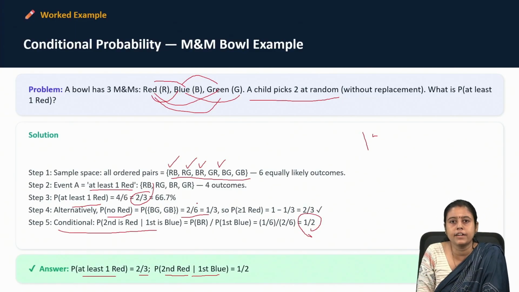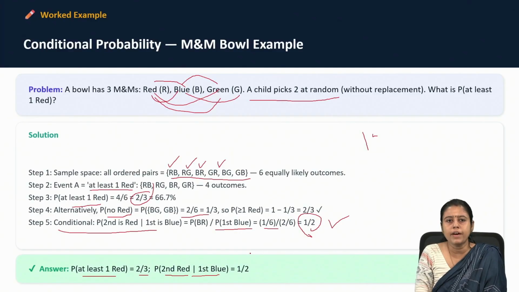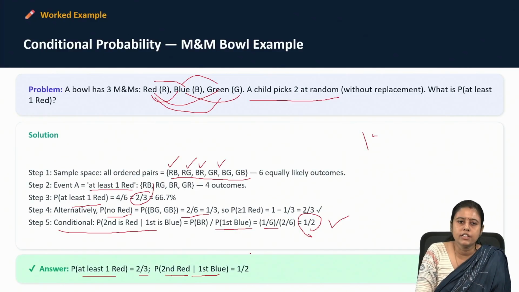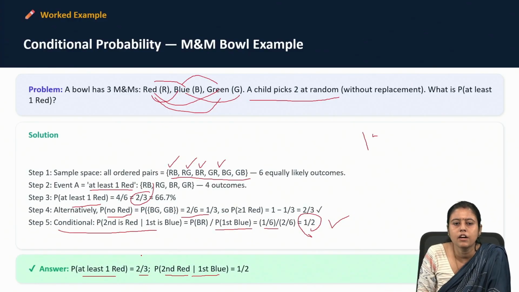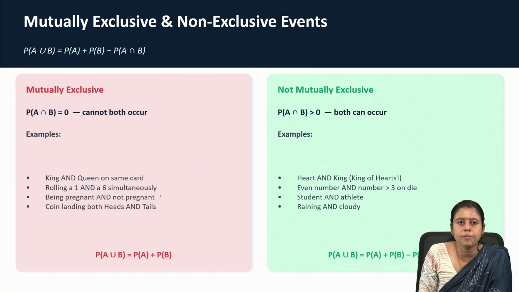In this step we are saying that the second one must be red and the first one must be blue. How many cases are there? The case where the first one is blue and the second one is red is 1 by 6. And the first one being blue is 1 by 6. So the probability we are getting is 1 by 6. So this is called conditional probability. These are 2 cases of conditional probability.